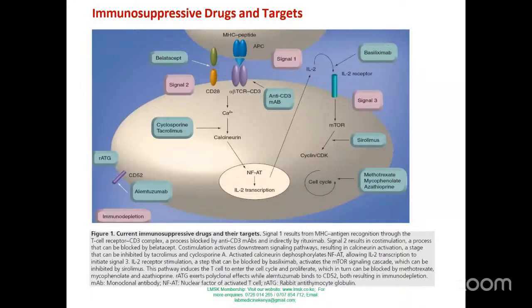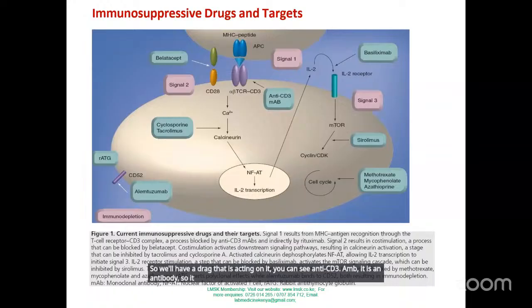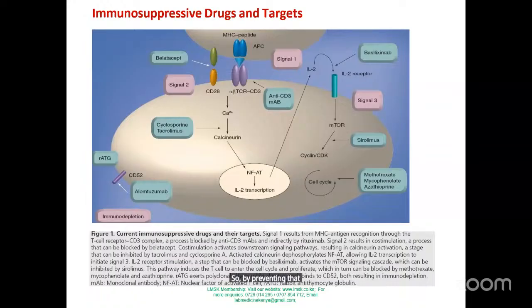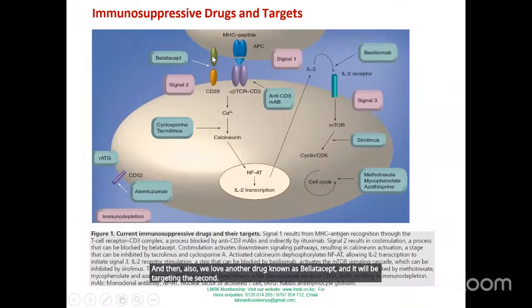So we'll have a drug that is acting on it. You can see anti-CD3, it is an antibody. So it prevents that binding. By preventing that binding, the first signal is eliminated. And then we'll have another drug known as belatacept, and it will be targeting the second co-stimulatory signal.